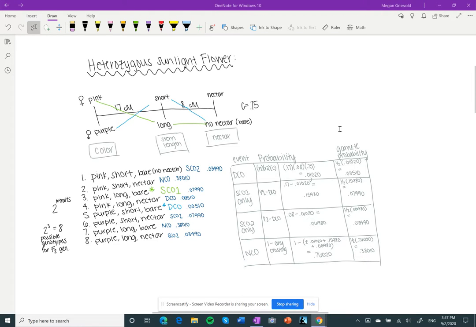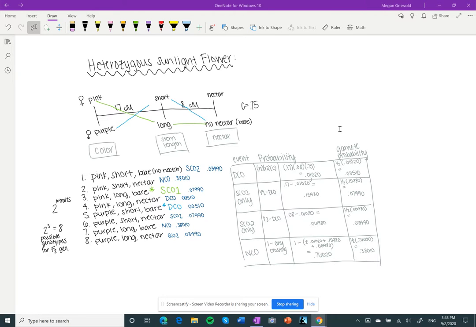To calculate the double crossover, we would multiply the first recombination frequency percentage, so 17 centimorgans to percent is 0.17, by the second recombination frequency percentage, 0.08, and multiply that product by the coefficient of coincidence, 0.75, to get the DCO probability. After you get that number, you need to multiply that by a half, because there are two possible DCOs and we are only looking at one currently.